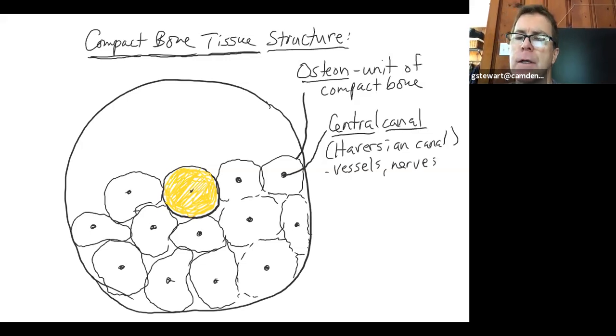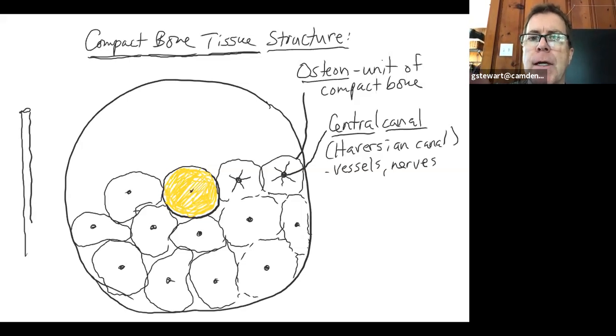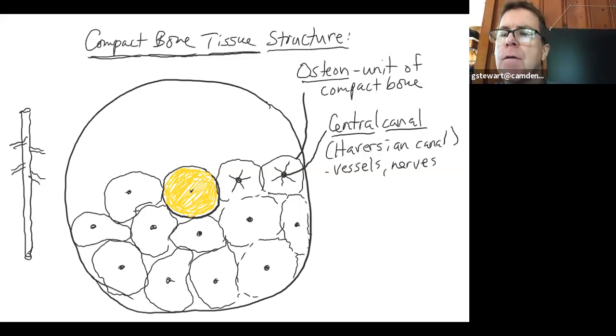It's hard for me to draw this on a two-dimensional surface, but there are perforating canals that come off of the central canal like this, that smaller arteries, veins, and nerves can branch into to reach further into the bone tissue. So, in other words, if a central canal looked like this running down through an osteon, the perforating canals would come off almost at right angles to that central canal like this. And smaller arteries and veins would run through the perforating canal. So I'm just going to label this.